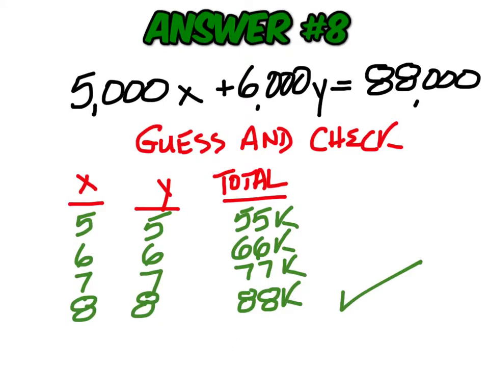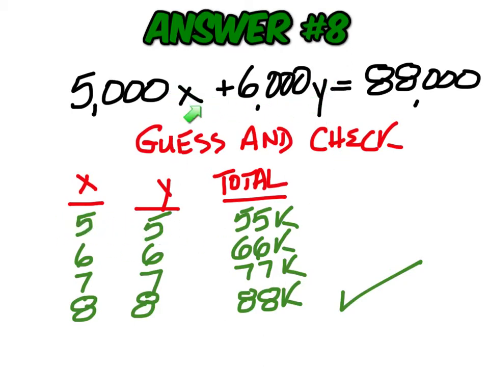On number 8, another guess and check. You know that you have to move 88,000 gallons of gas. You have two types of truck to use. One holds 5,000 gallons, the other one 6,000 gallons. You know from the problem that they both have to be used the same number of times. That's given to you. So pick a number and try it out.